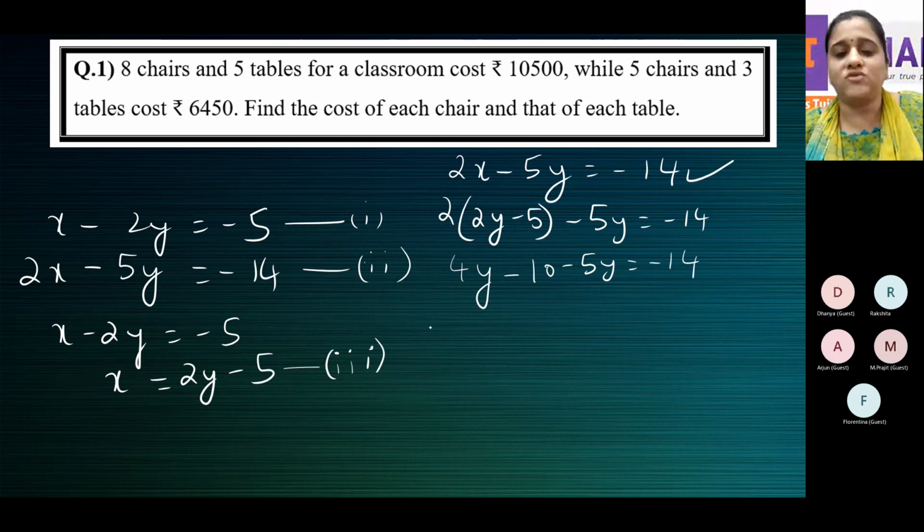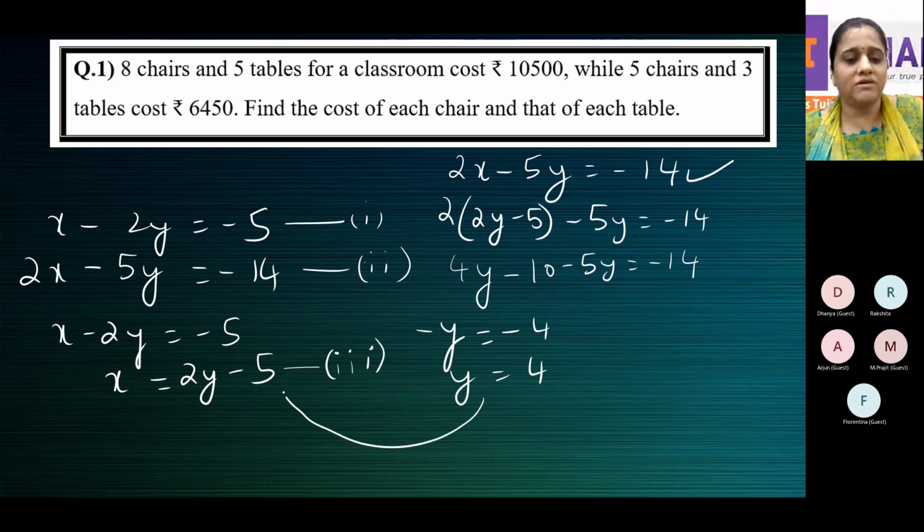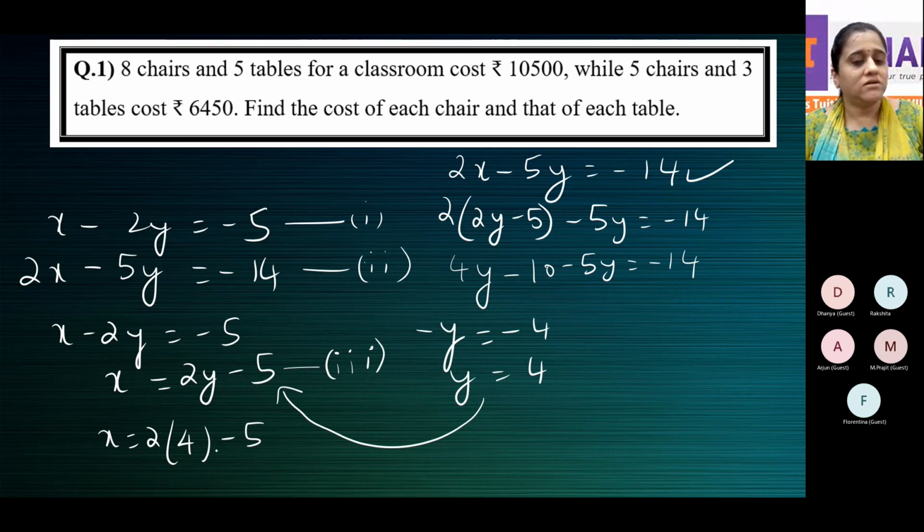So what do you get? Minus y, correct? Minus y is equal to minus 14 plus 10 minus 4. Correct? y is equal to 4. Correct? That's all we got. Very simple for you now. Now how do you get x? Put it here. What is x? x is equal to 2 into 4 minus 5. 8 minus 5, 3.